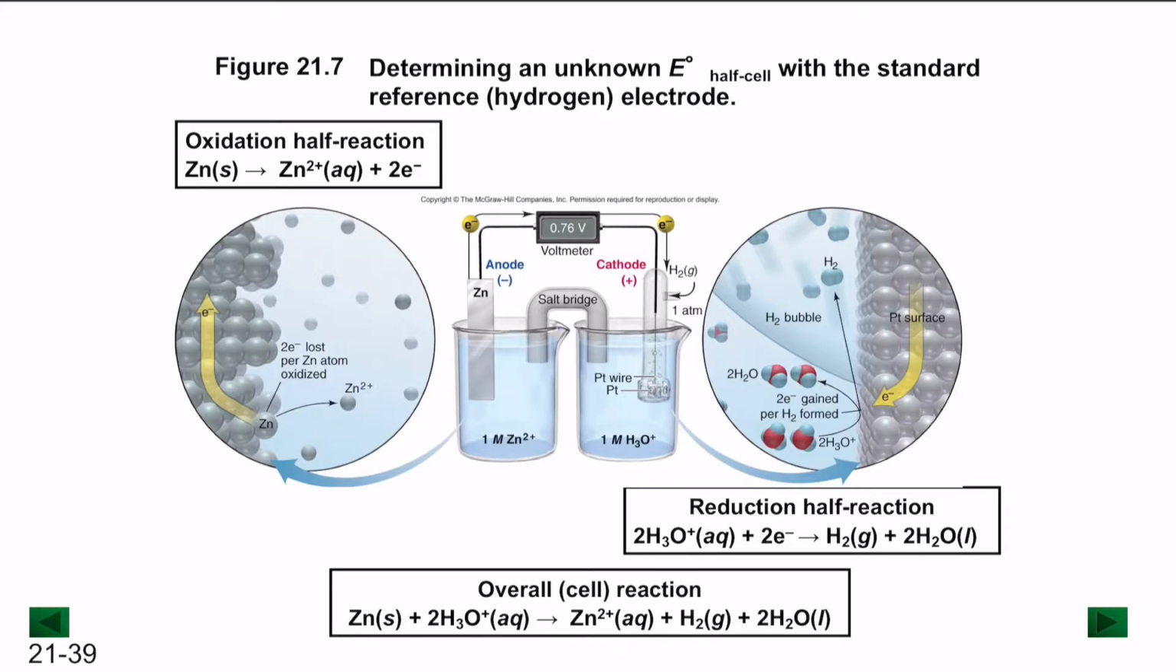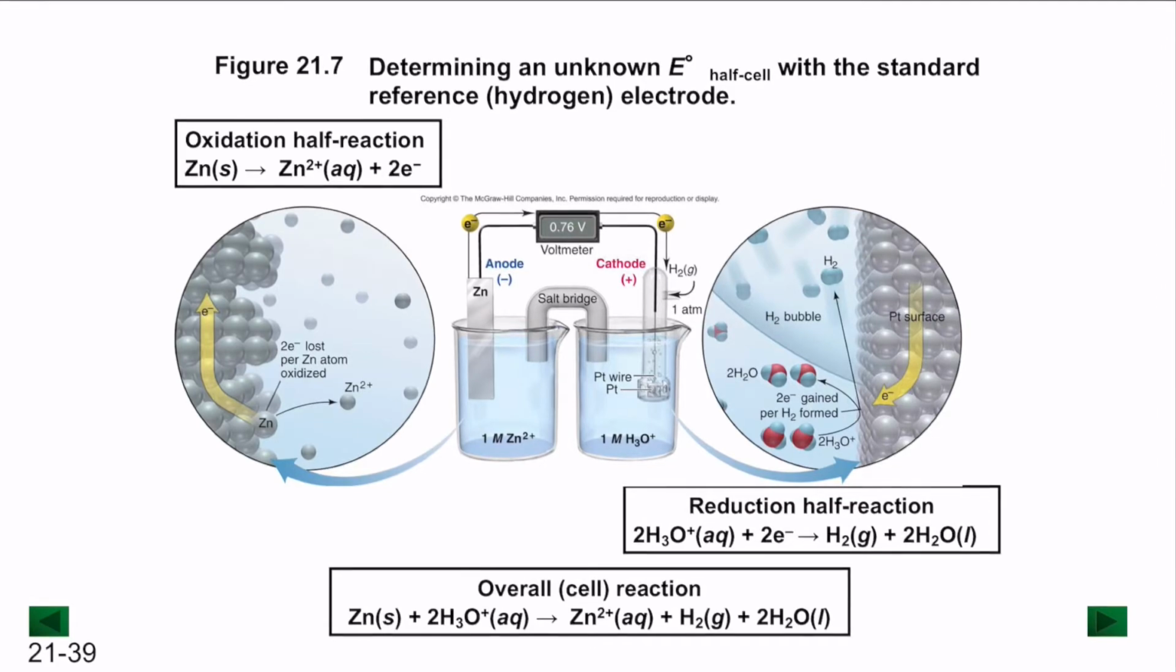Now let's take a simple example of how to determine the unknown value of a half cell. How would you calculate for a standard electrode? Let's say, for example, we are trying to calculate the half cell potential of zinc. The oxidation half will use zinc and the reduction half will use hydrogen, and the overall cell reaction results in this reaction right here.